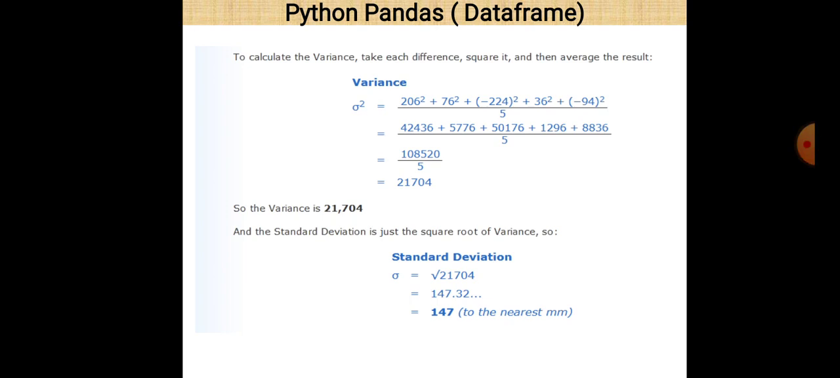So this video was regarding the calculation of standard deviation, the MAD function, mean absolute deviation, and the sort_values function, by which we can easily sort different values in a data frame. In our next lecture we will discuss some more functions regarding the Python pandas data frame.